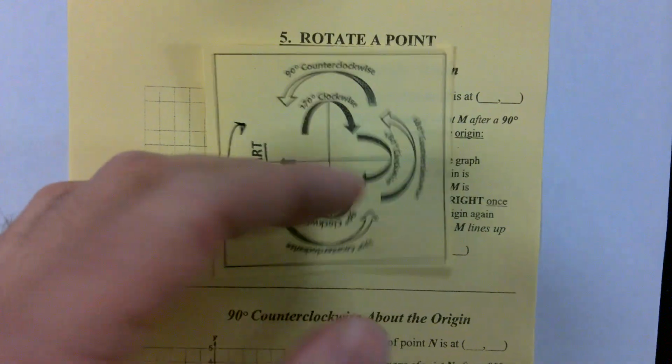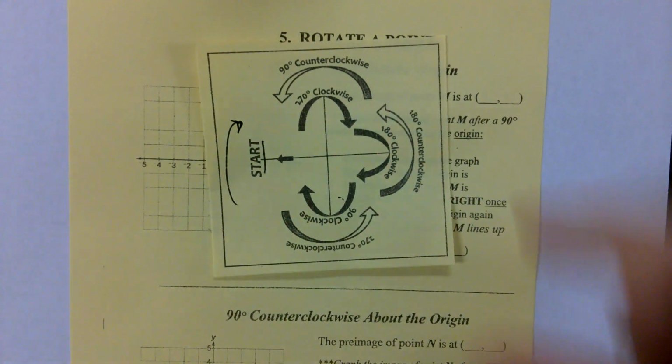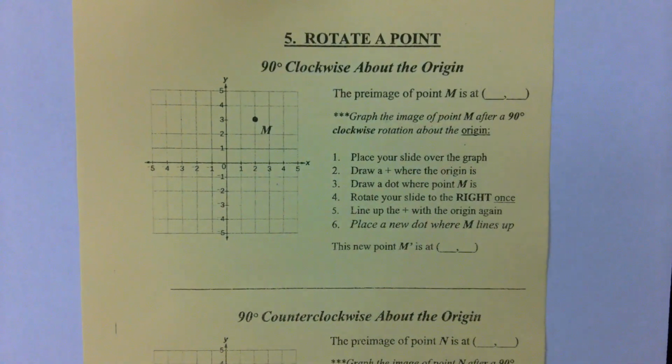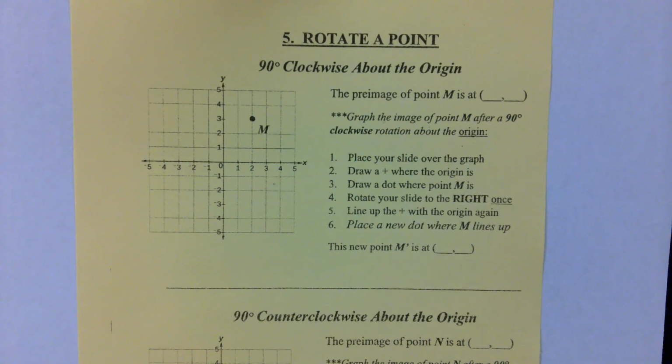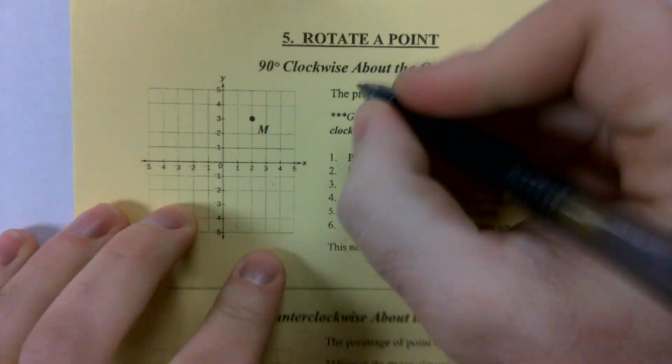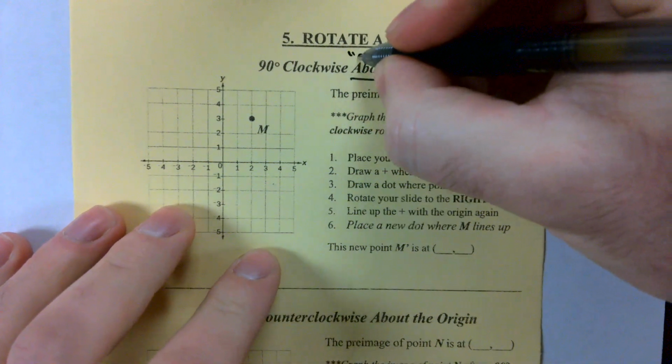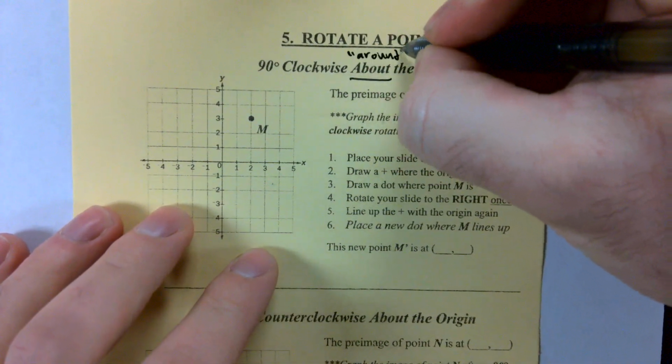Once we actually get to the problems, this will hopefully make more sense. That's just a quick introduction as to how we're going to use this rotation helper. So, let's just get right into it. 90-degree clockwise rotation about the origin. When we say about the origin, go ahead and add this in here. We just mean around.